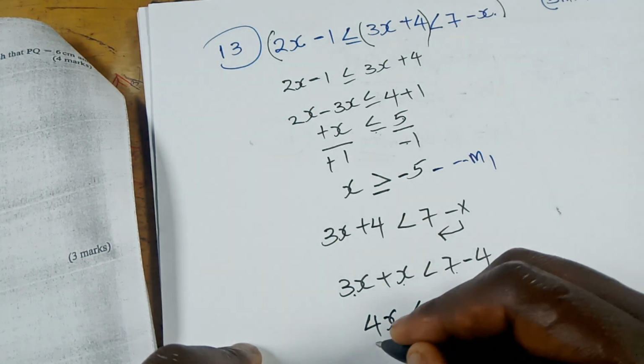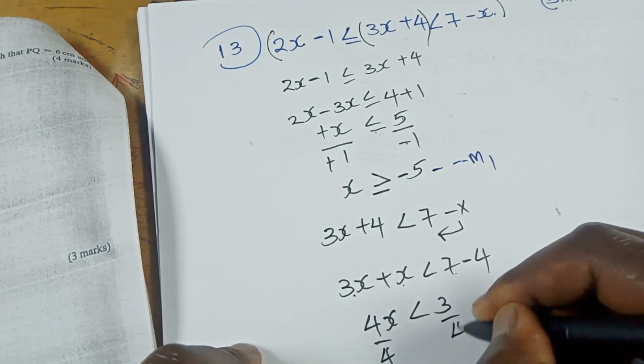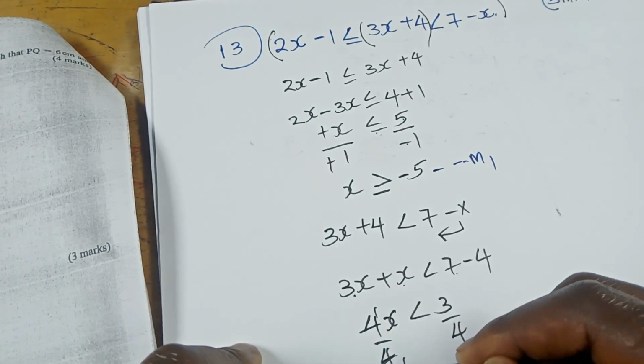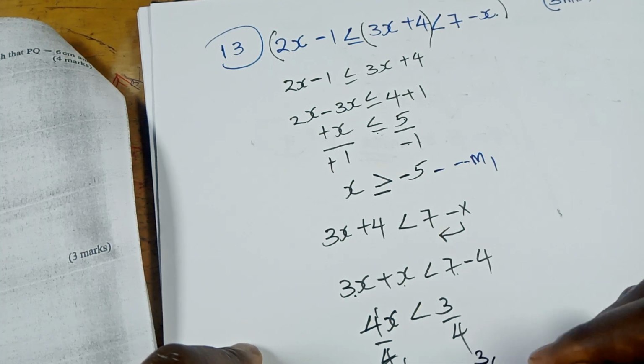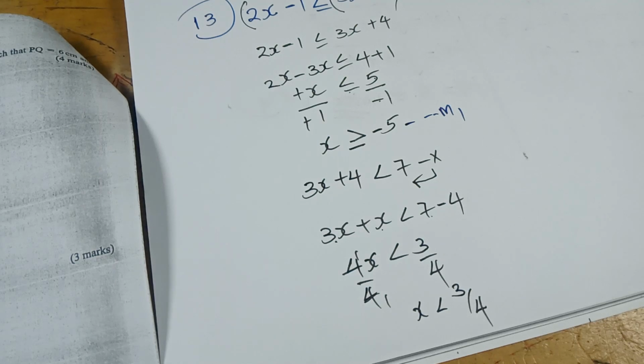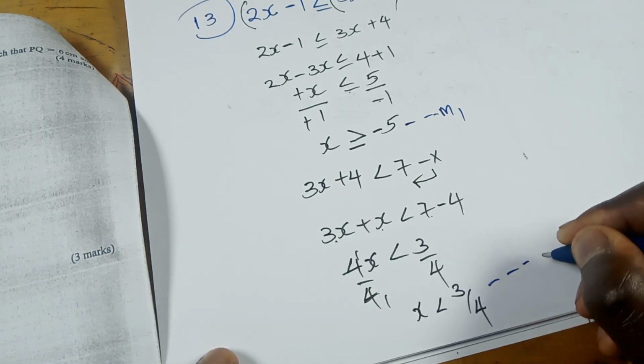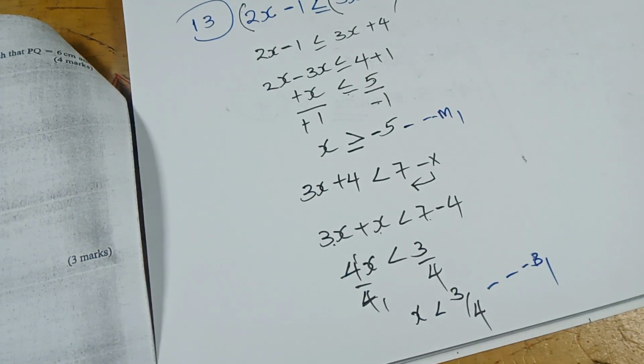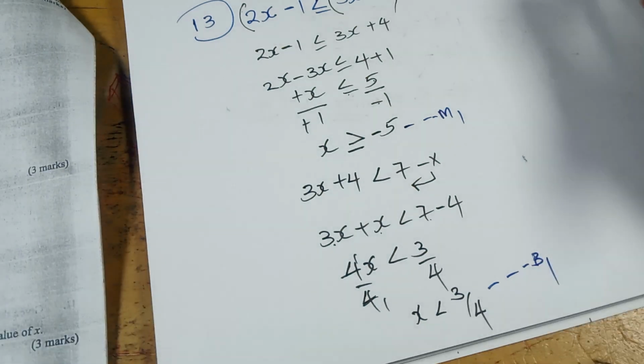We divide both sides by 4. By 4, we are going to get our x is less than 3 over 4. And by doing that, we are going to get our second mark.